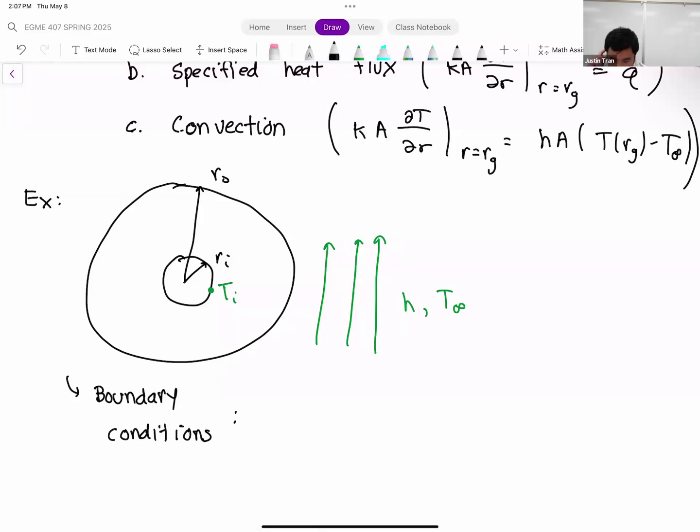Okay, so first we have the boundary condition at Ri. So at r equals Ri. And so we need to look at, at the inner radius of the cylinder, what is the thermal condition there, right? So at the inner radius, we have a specified temperature since we know what the temperature is at that interface.